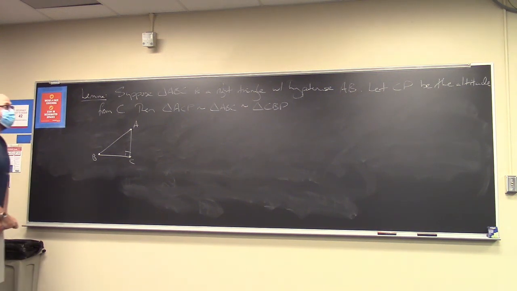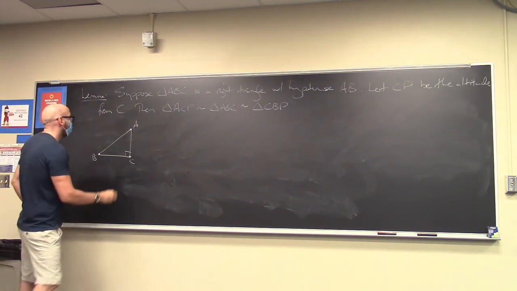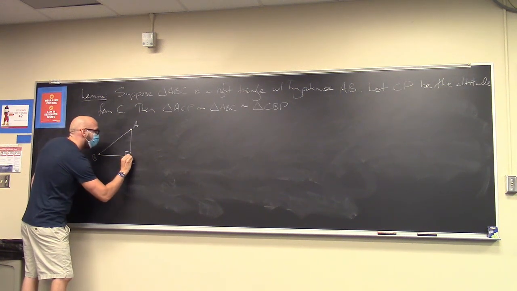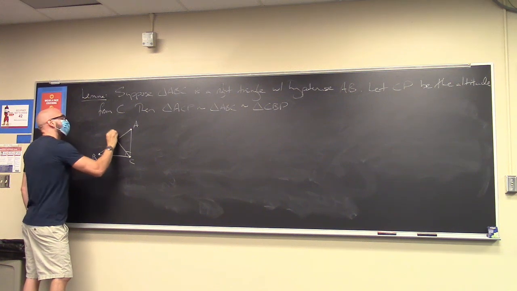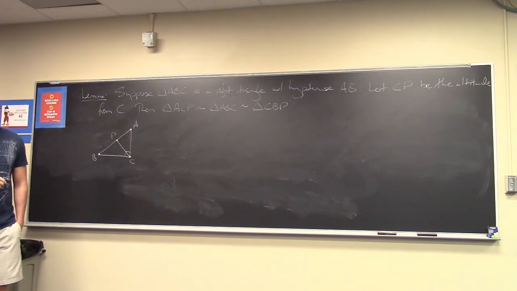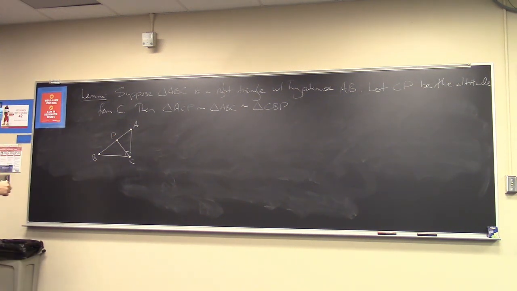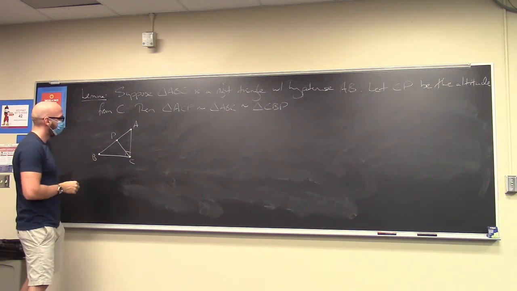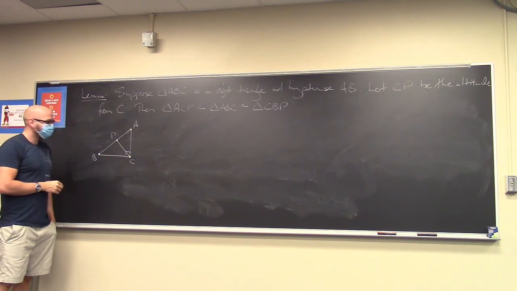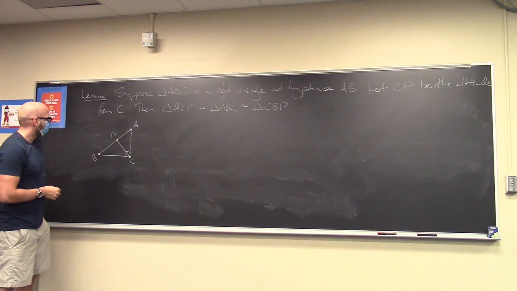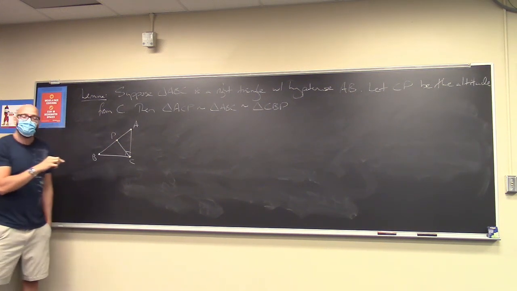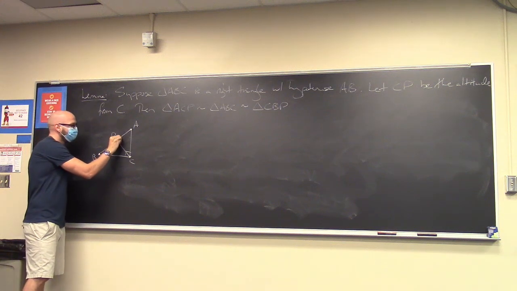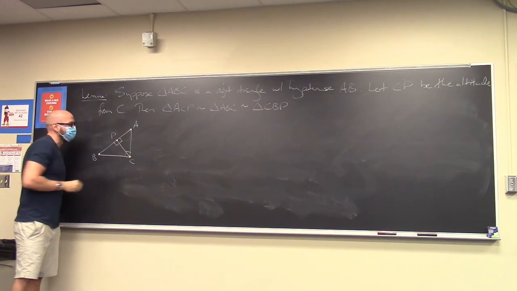Alright, so what does this want us to do? This wants us to draw an altitude from C. And it's called that line segment CP, so this point right here must be P. Because it's an altitude, what are these angles right here? Altitude means these intersect perpendicularly.